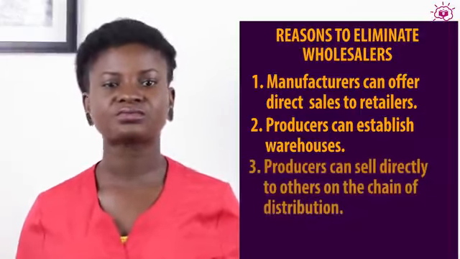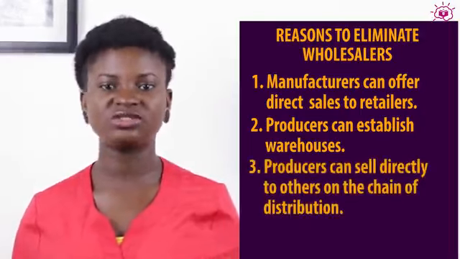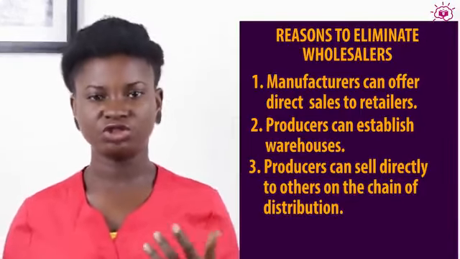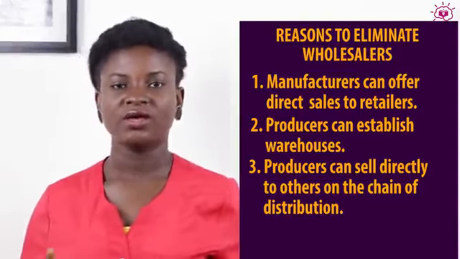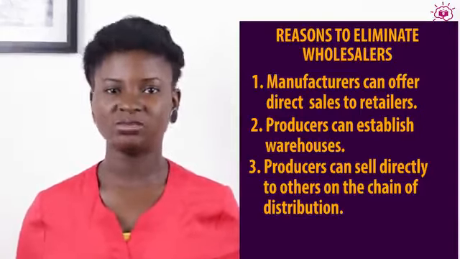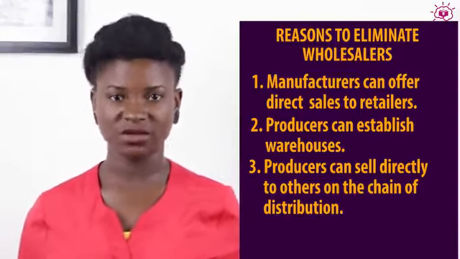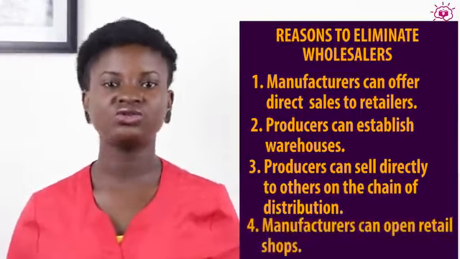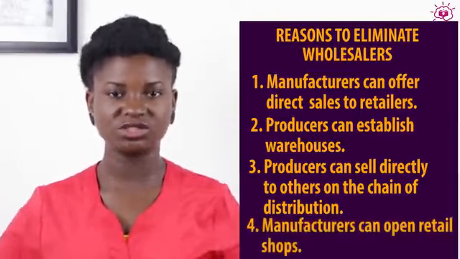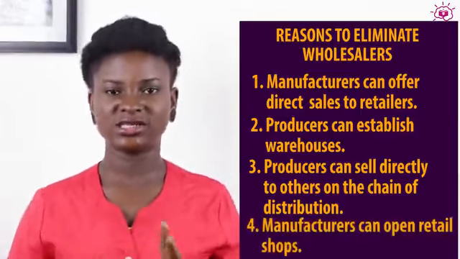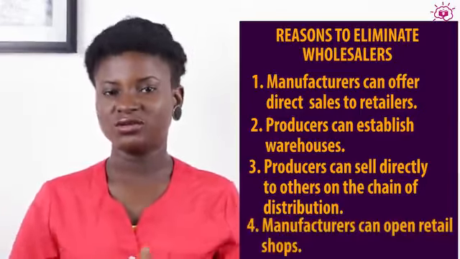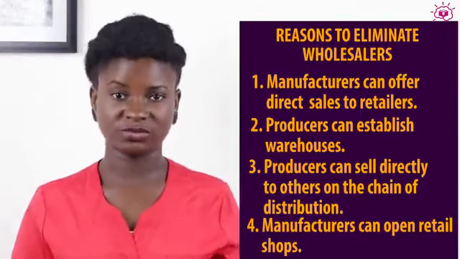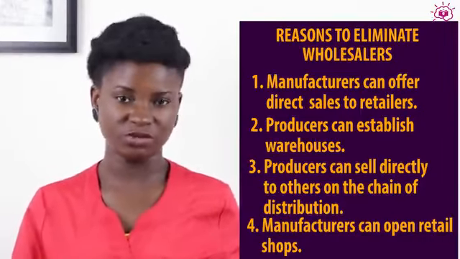Also, producers should sell directly to others on the chain of distribution, especially when there is high demand for goods and services. At the same time too, manufacturers should open retail shops at designated centers, and as a result, middlemen will not be needed. Such can lead to the elimination of middlemen.